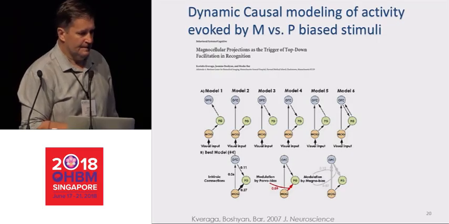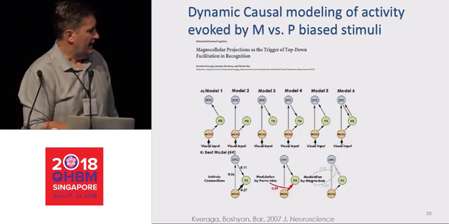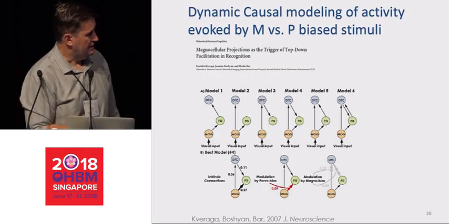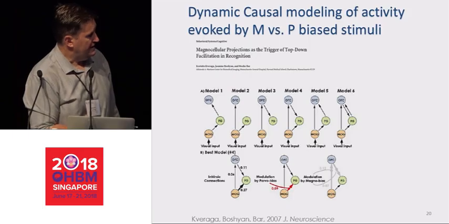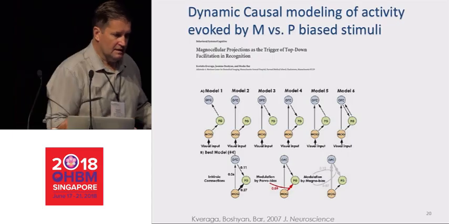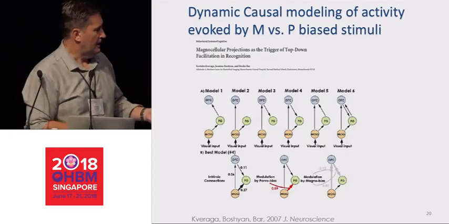And we evaluated the contributions of the parvo and magno pathways. We found a significant increase in information passing from MOG to fusiform gyrus for the parvo condition in the feed-forward direction, and to OFC and back to fusiform in the magno condition. And I am kind of running out of time, I guess.